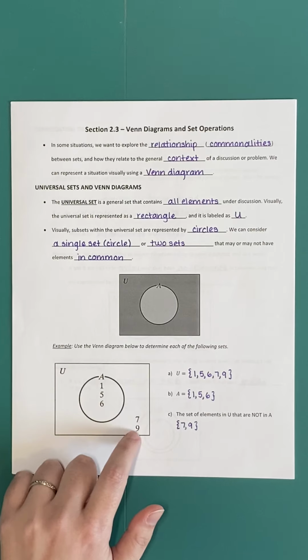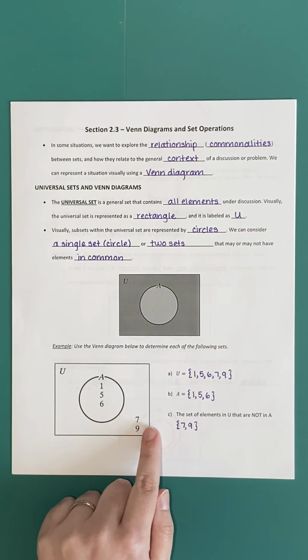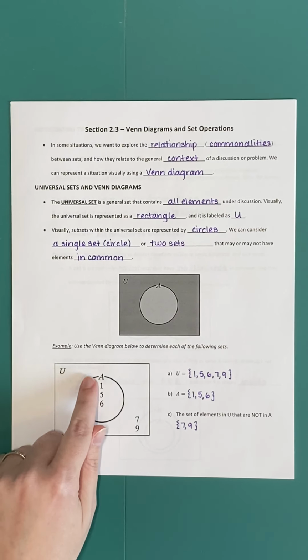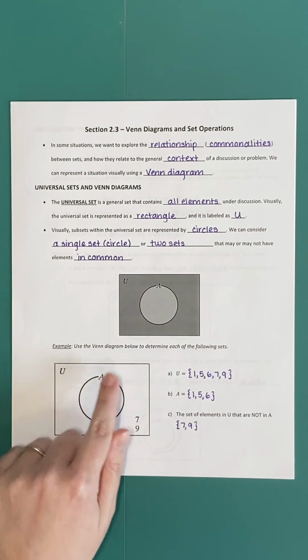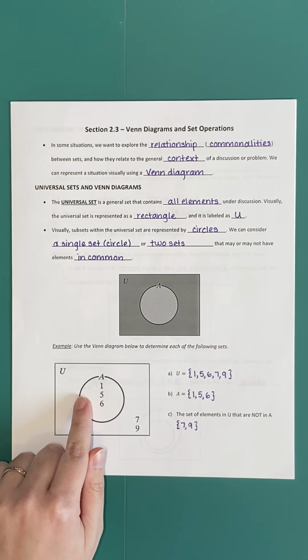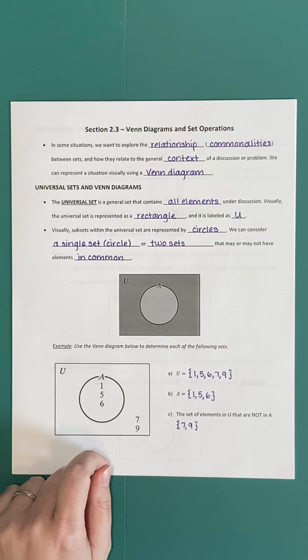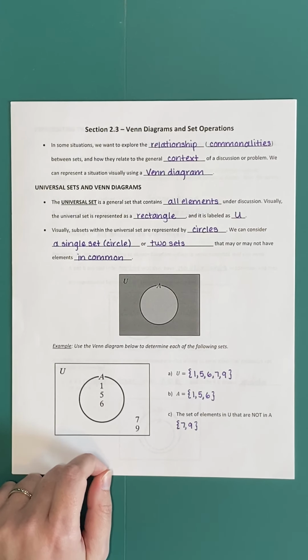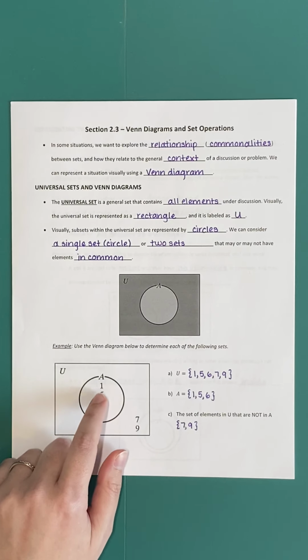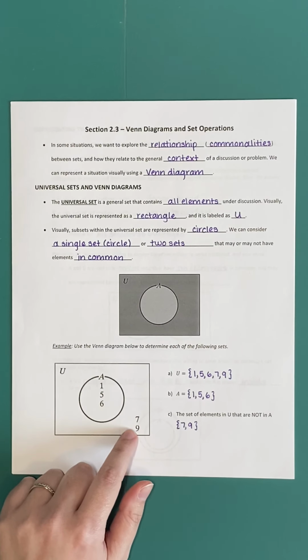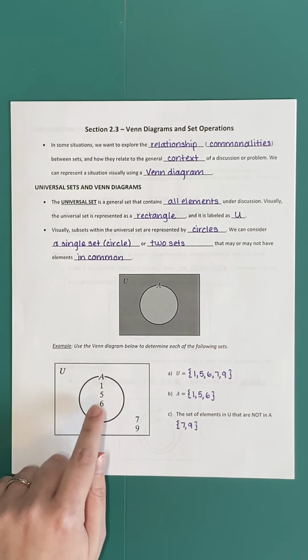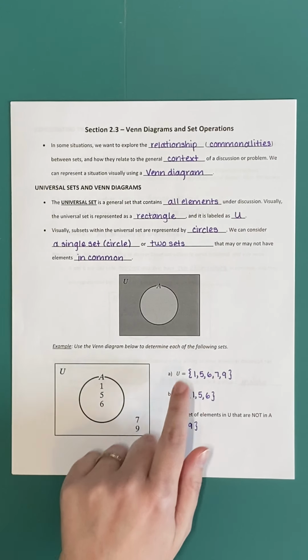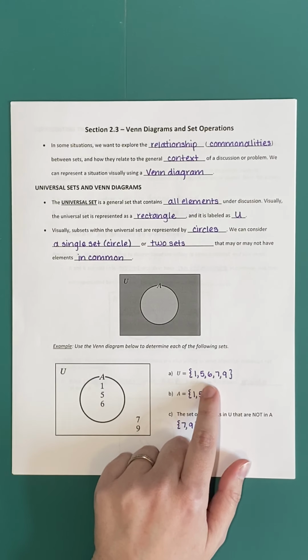Well, 7 and 9 are easy to spot because they're definitely within the rectangle. But remember, 1, 5, and 6, although they've been further grouped into this set we're calling A, they're also still inside of the rectangle, so they are also a part of the universal set. So the universal set is going to have all 5 of these elements, the 3 that have been grouped further, and then the 2 that weren't. So the universal set is going to be 1, 5, 6, 7, and 9.